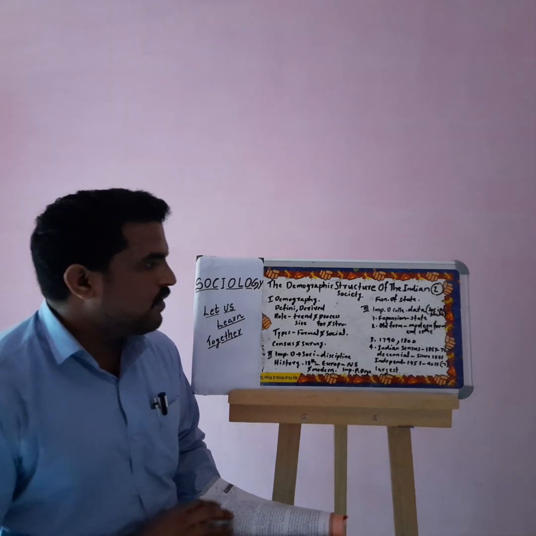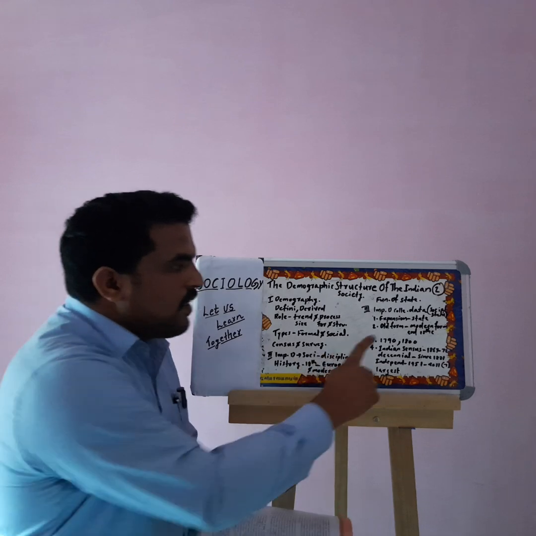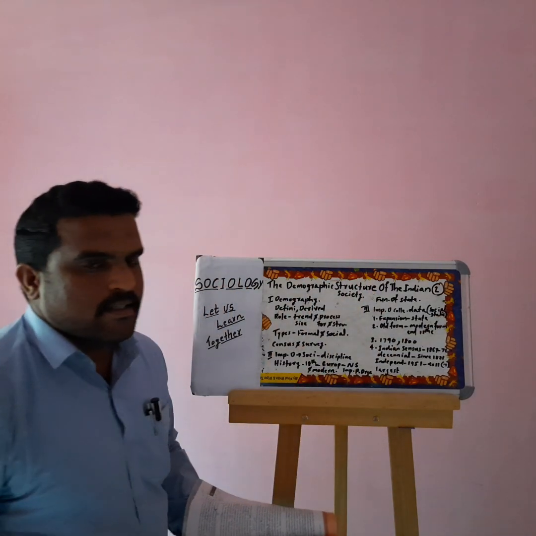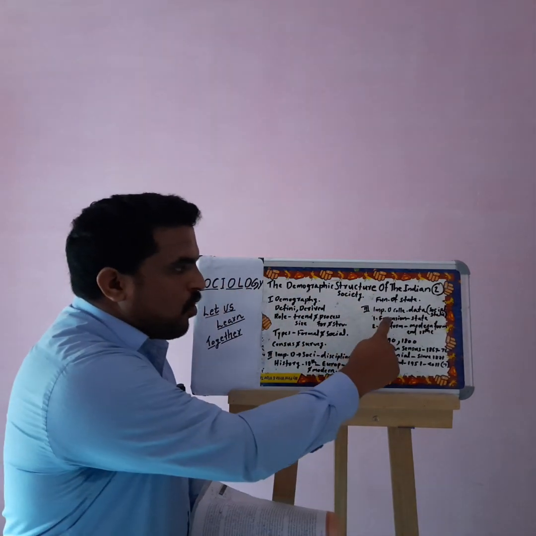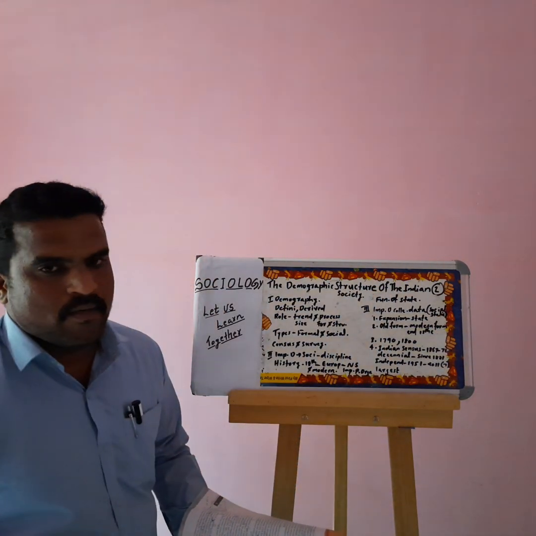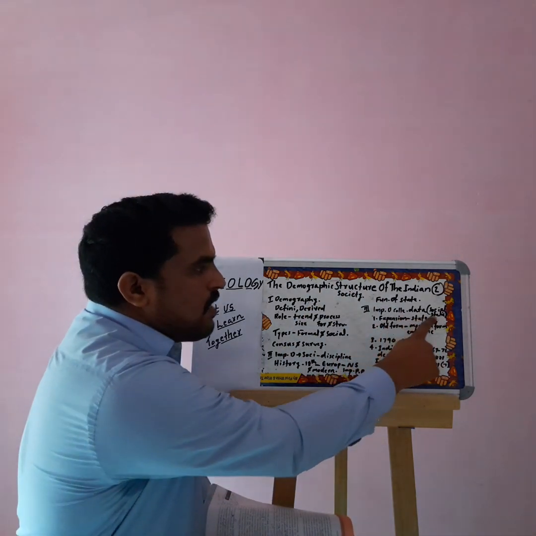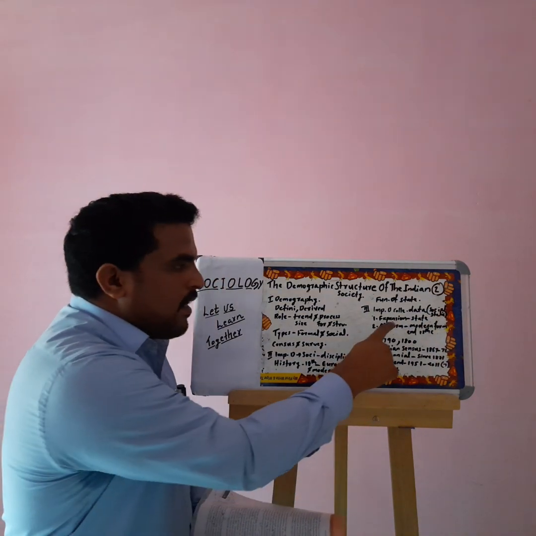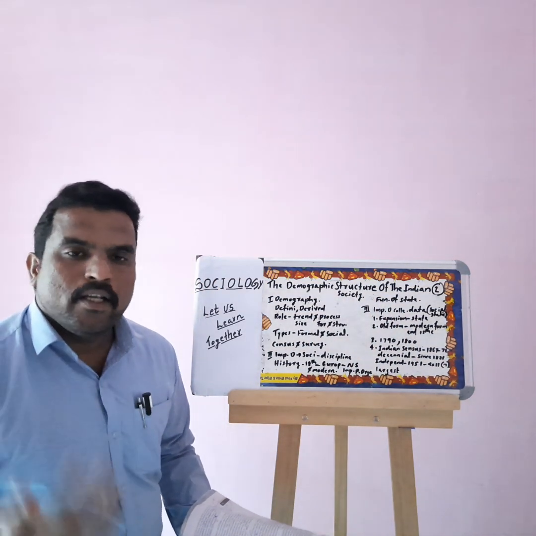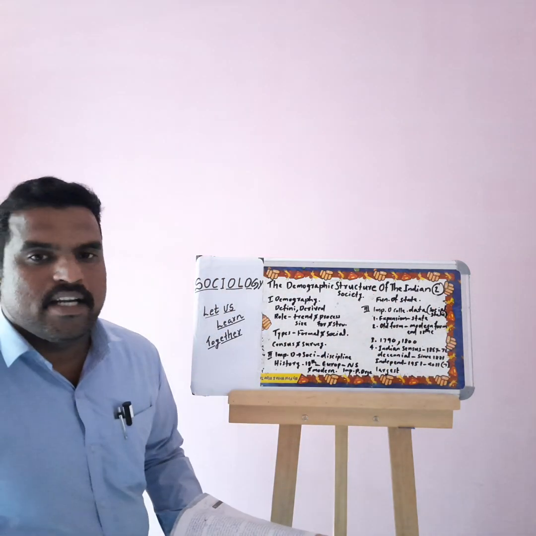Now, I want to move to the third paragraph. The third paragraph deals with the importance of demographic collection of data. It means social statistics. What is the importance of social statistics? The first point, social statistics helps in the expansion of the state. For the smooth functioning of the administration, we need the help of social statistics, demographic data.